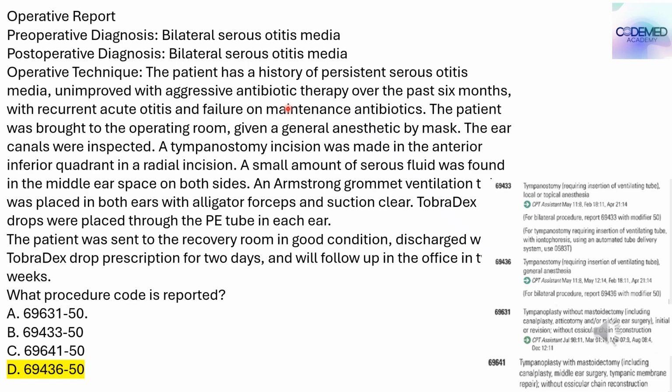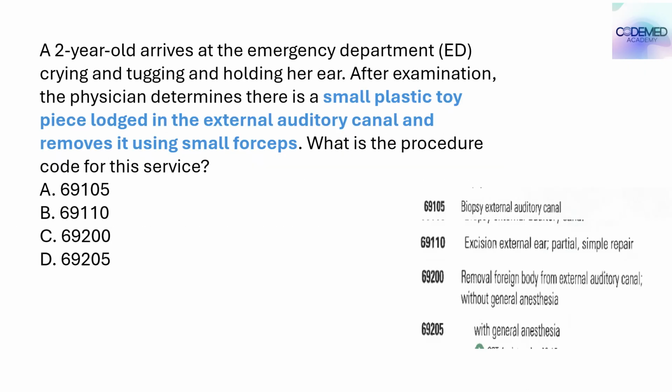And we can already see here that the patient was given a general anesthetic by mask, and then the patient was sent to the recovery room. This is enough for us to zero in on the code which includes the general anesthesia. So let us take the next question.